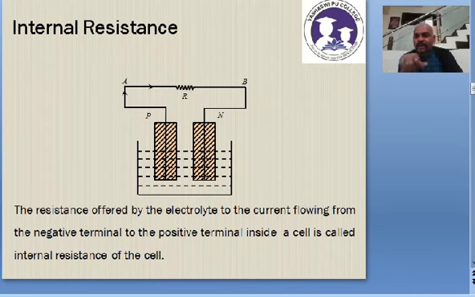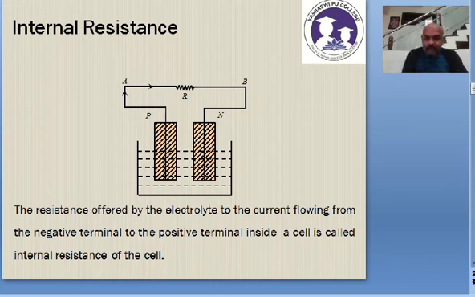Look at this electrolyte, dear students. We have got the positive electrode and the negative electrode dipped in an electrolyte solution, say for example the Leclanché cell, and now the two electrodes are connected by the external resistance R. Like as I told you earlier, cell is connected to the external resistance R. So here what happens, the resistance is offered by the electrolyte itself to the flow of current from the negative terminal to the positive terminal inside the cell.